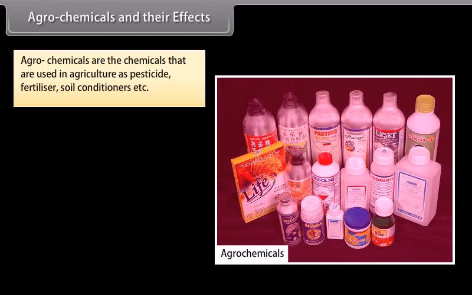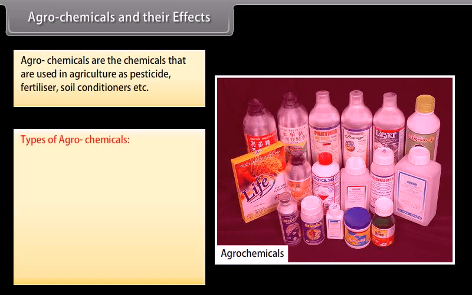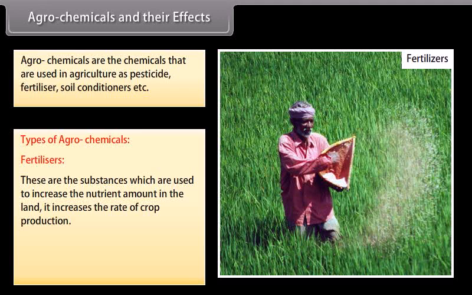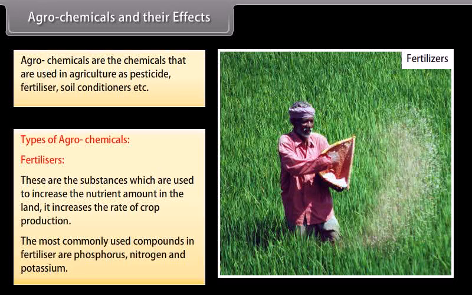Agro-chemicals and their effects. Agro-chemicals are the chemicals that are used in agriculture as pesticide, fertilizer, soil conditioners, etc. Types of agro-chemicals. Fertilizers. These are the substances which are used to increase the nutrient amount in the land. It increases the rate of crop production. The most commonly used compounds in fertilizer are phosphorus, nitrogen and potassium.